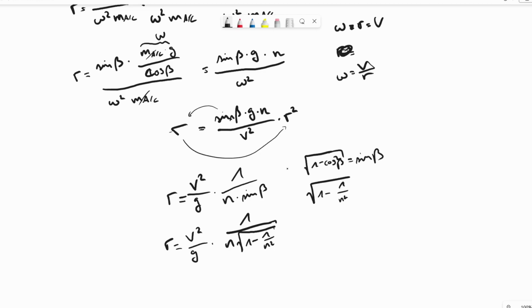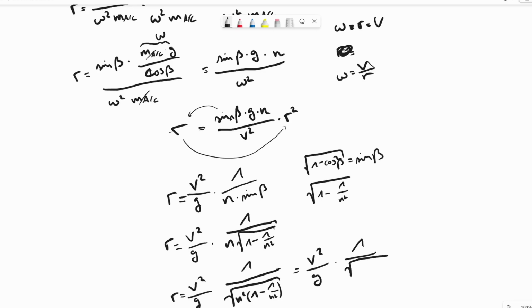Okay, now we multiply this into the square root to make it a bit simpler. So r equals v squared divided by g times 1 over, and then we have n squared times 1 minus 1 over n squared. And then we end up with v squared divided by g times 1 over square root of n squared minus 1.